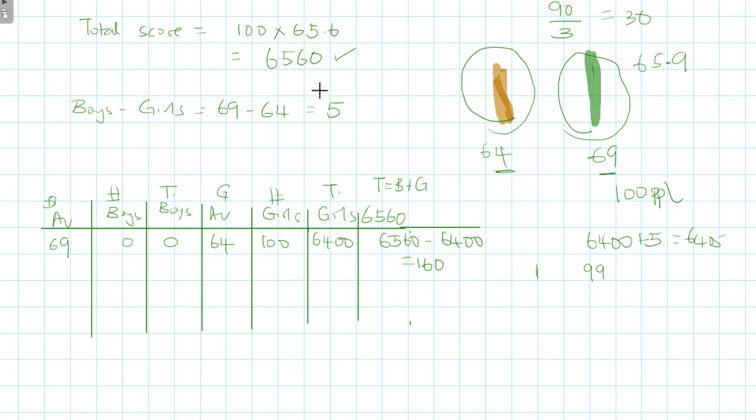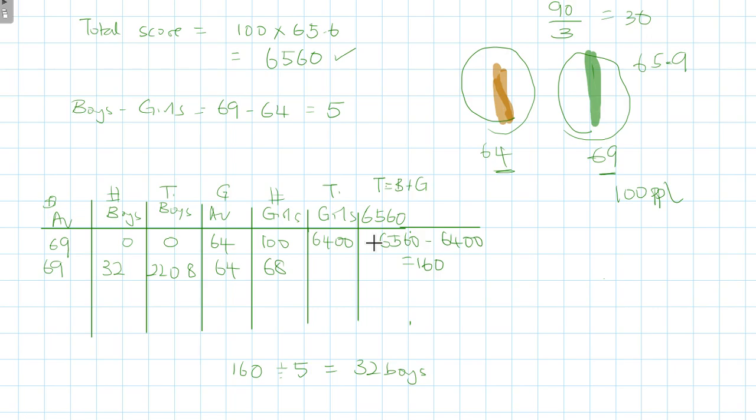But it's still quite far from the target. So with 160 shortfall, how many boys would there be? 160 divided by 5 will be 32 boys. I want to check, is it really 32 boys? 32 boys times 69, the total score for the boys, is 2208. And because I take away 32 girls and change them to boys, 100 minus 32, I only have 68 girls.